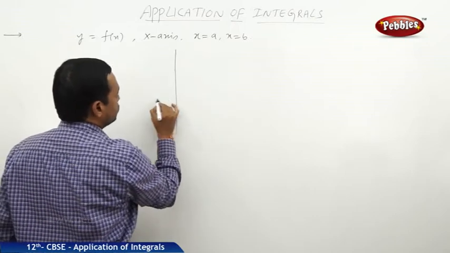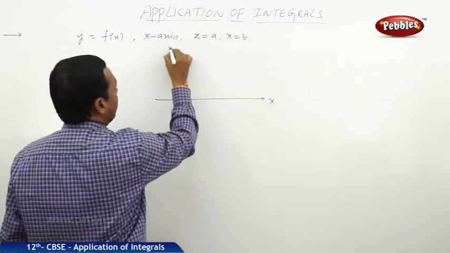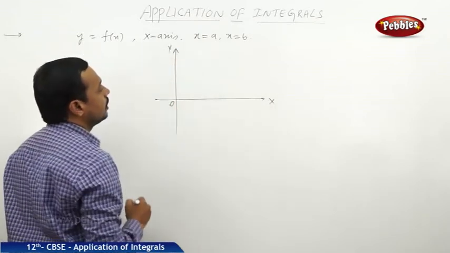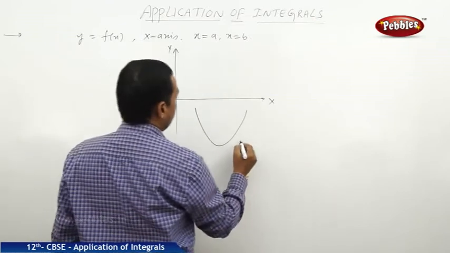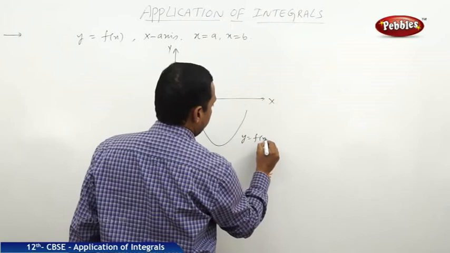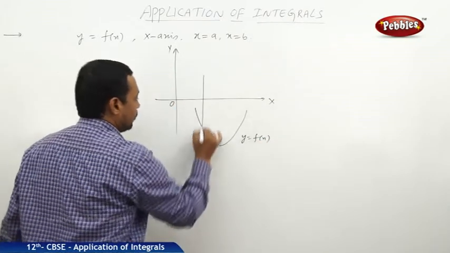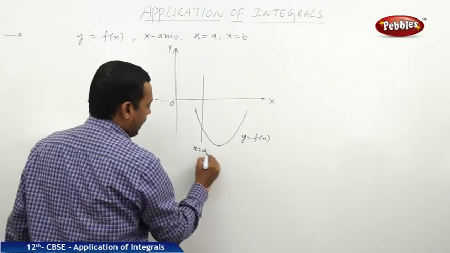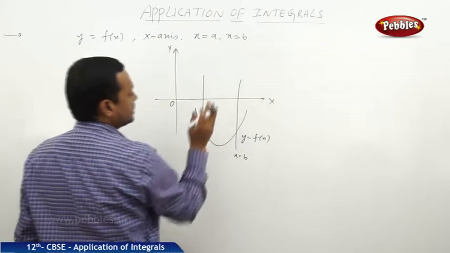Now, as shown in the diagram, we have the x-axis, y-axis, and let this be the origin. Suppose the curve is like this. This is the curve y equals f of x, which is completely below the x-axis under the limits x equals a and x equals b. Now, how to find this area?